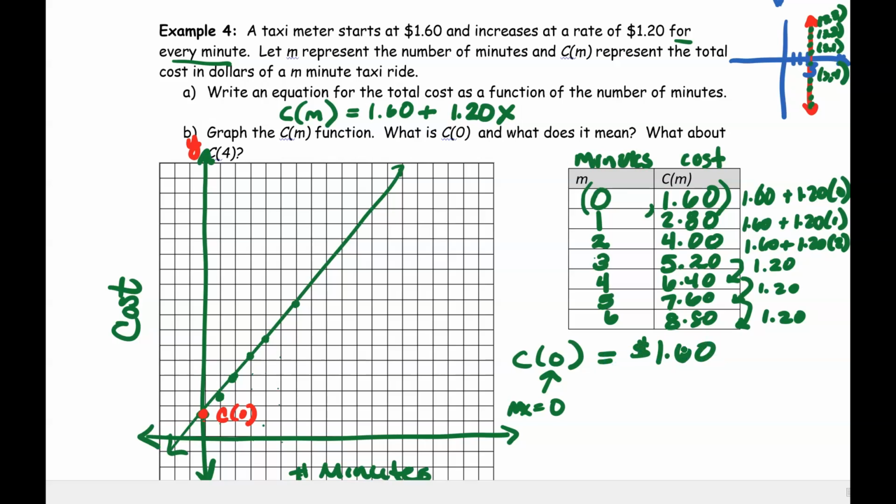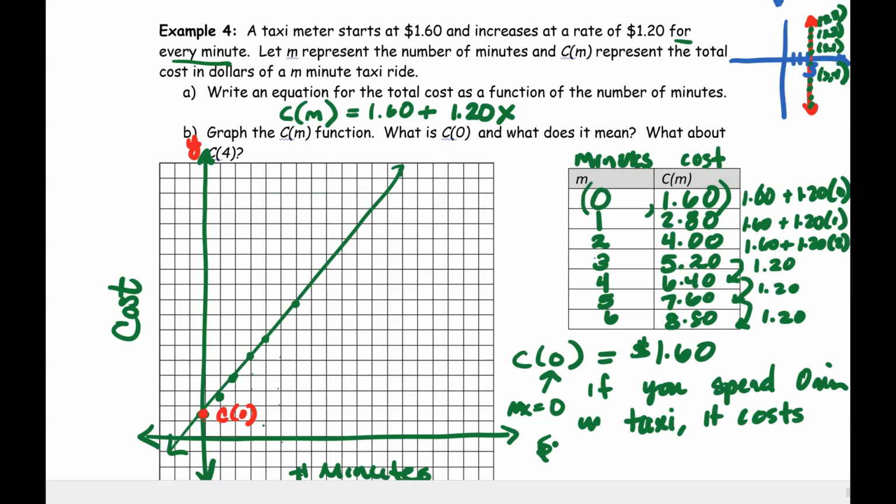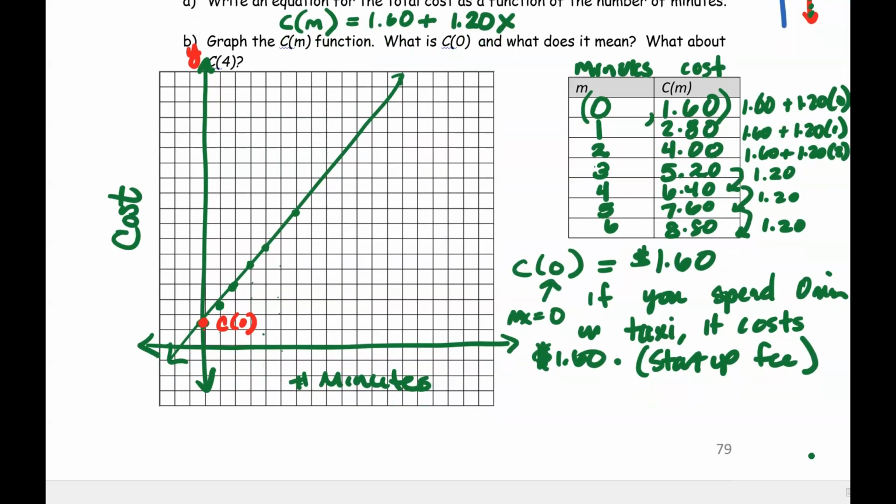Well, what does that mean? I kind of already touched on this. It means that if you spend 0 minutes in the taxi, it costs $1.60. Now that seems kind of silly, because if I'm not getting in, why do I have to pay? In simpler terms, this really is just a startup fee. We encounter this all the time in real life, where before you have a certain service, you have to pay a certain amount of money to start up. That's what this represents. That is the y-intercept, or we could call it the m-intercept.